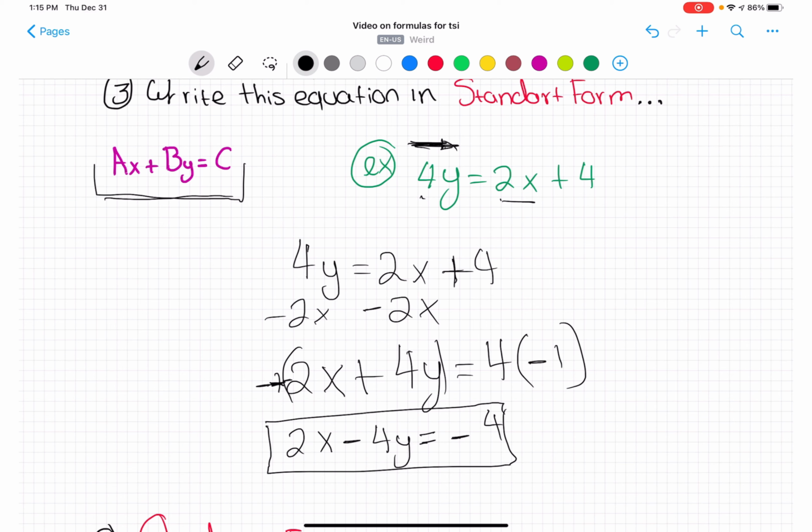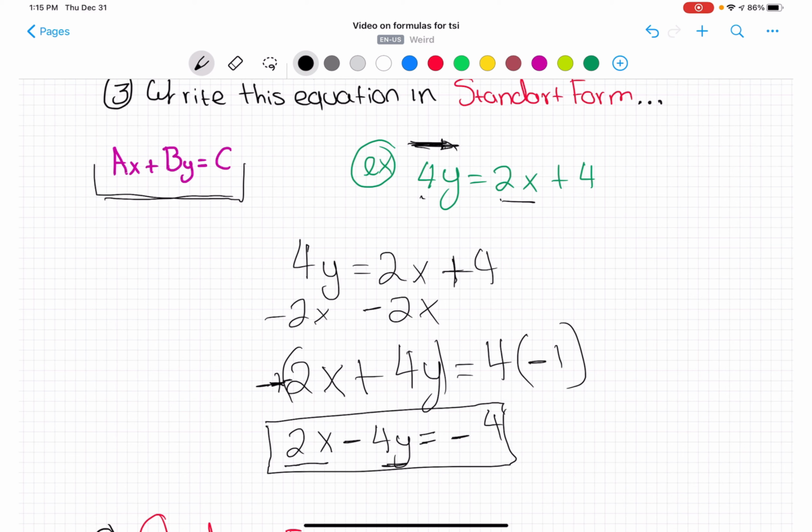This is standard form. Here we see a is with the x, or it is first, then b or by is right here, and then the constant is on the other side. C equals negative 4, and that's how you put an equation, or any linear equation, into standard form.